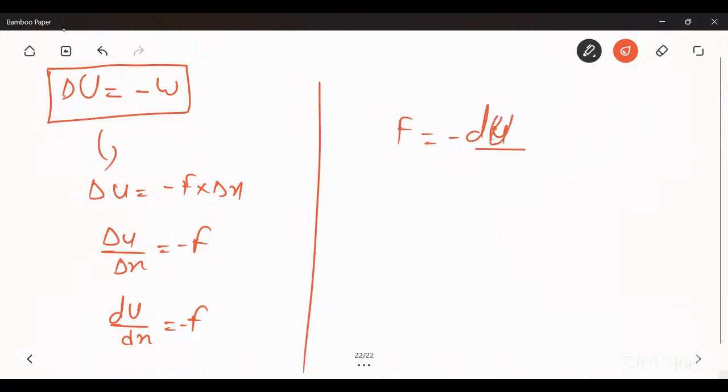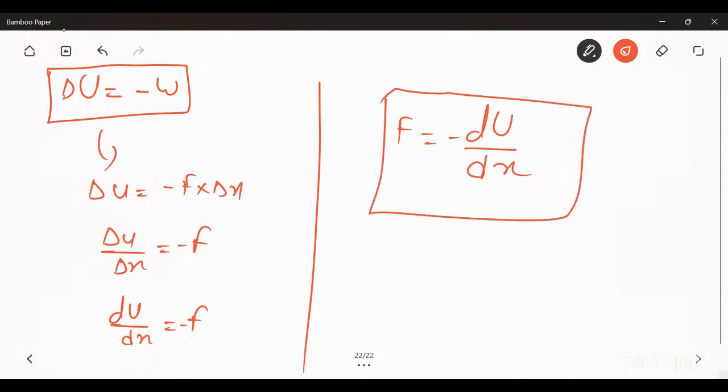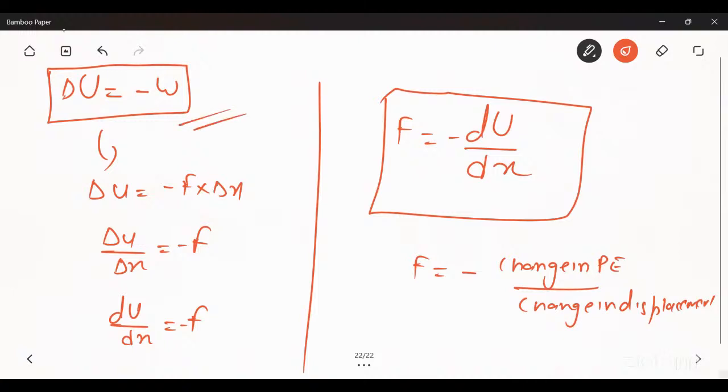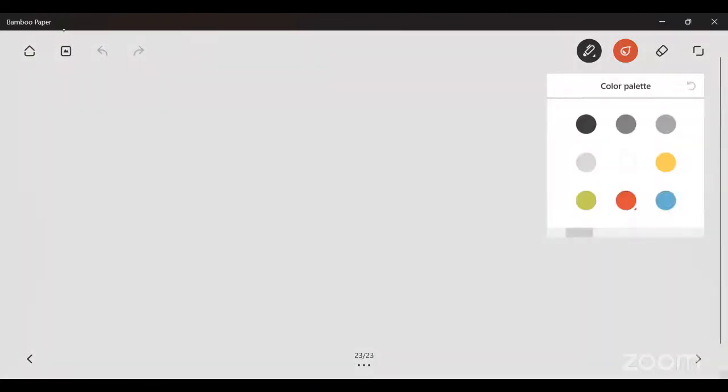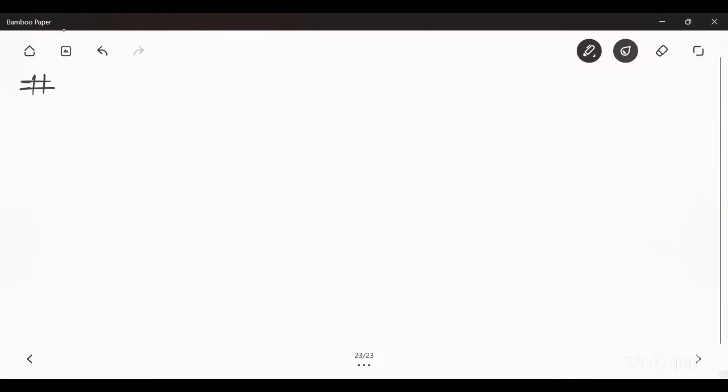That means the negative of the change in potential energy with displacement is equal to the force applied on a body: the negative of change in PE upon change in displacement. Okay, that was the relation between force and the potential energy, and the relation between work and potential energy is that. Okay, clear? Now come to one more important topic that was also important from your exam point of view.